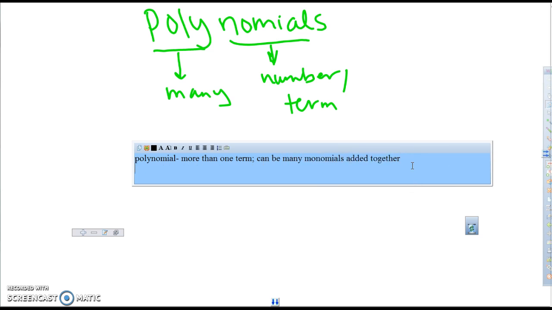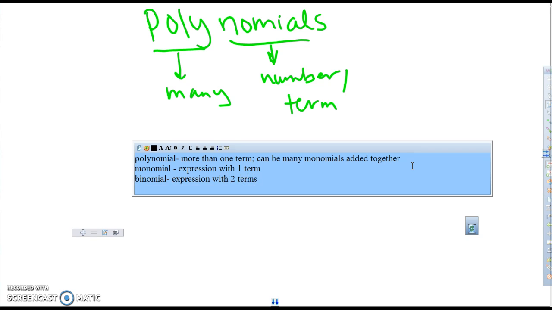Well, then that begs the question, what is a monomial? A monomial is some sort of expression with one term, just one single term. If a monomial, mono meaning one, means one term, then we can expand that to have binomials, which is an expression with two terms, and even a trinomial, which is an expression with three terms.